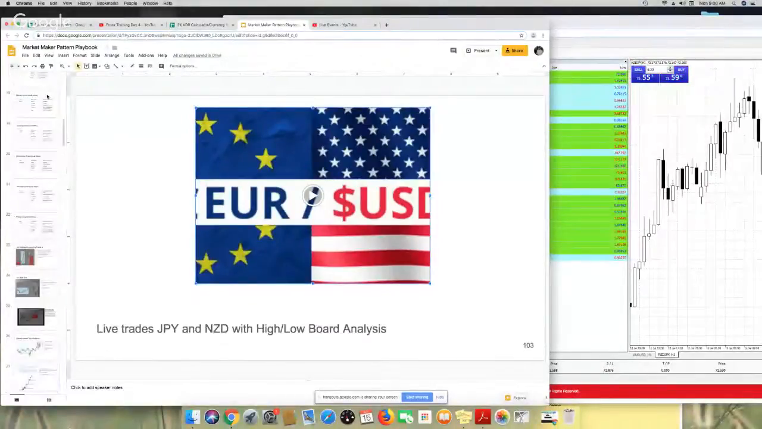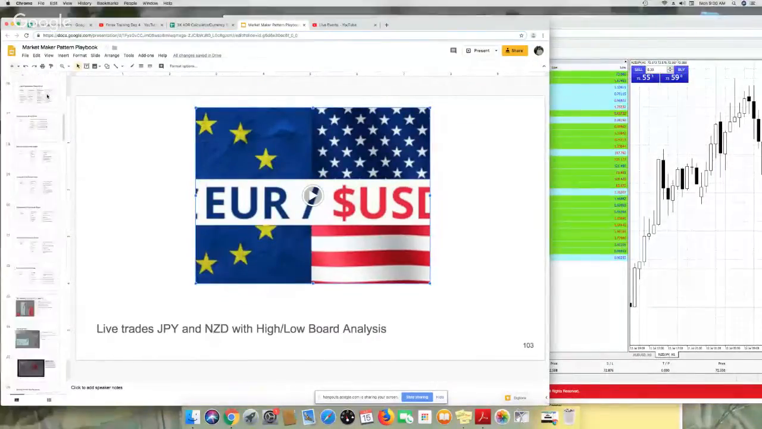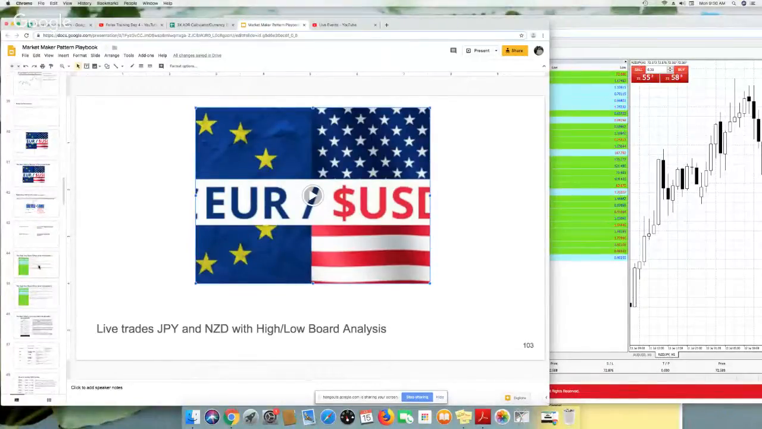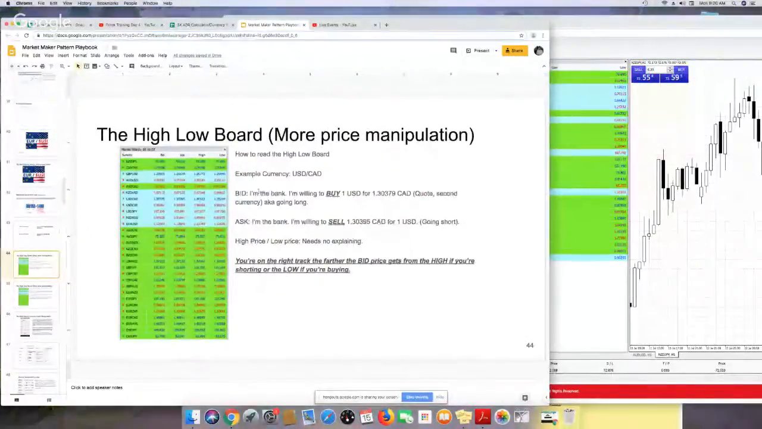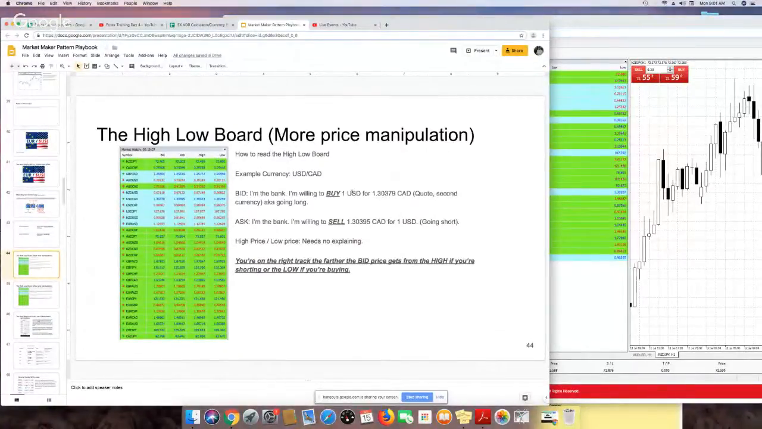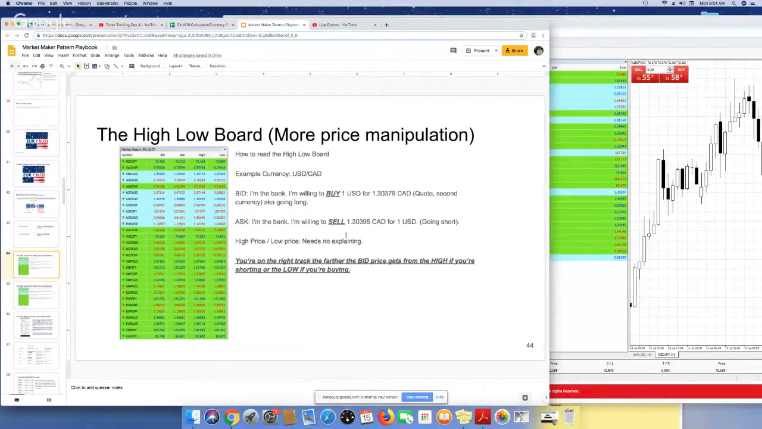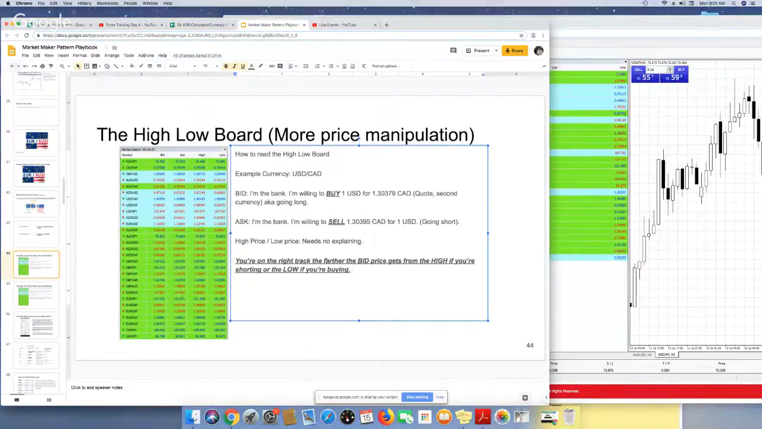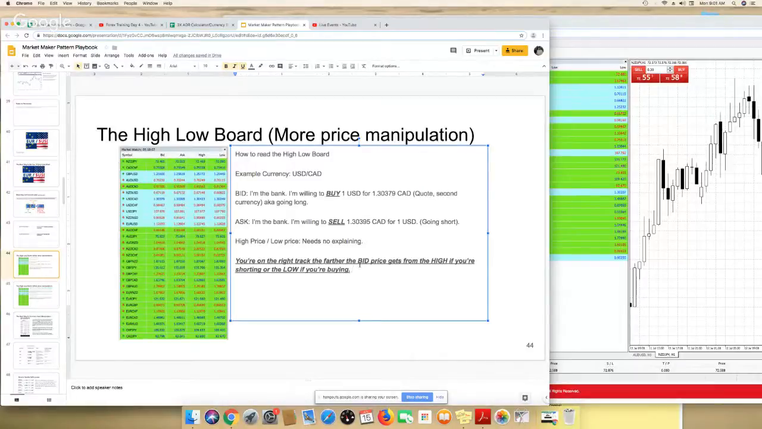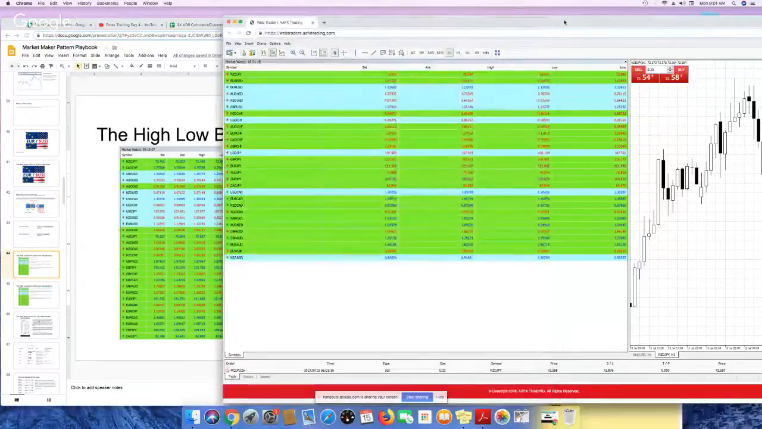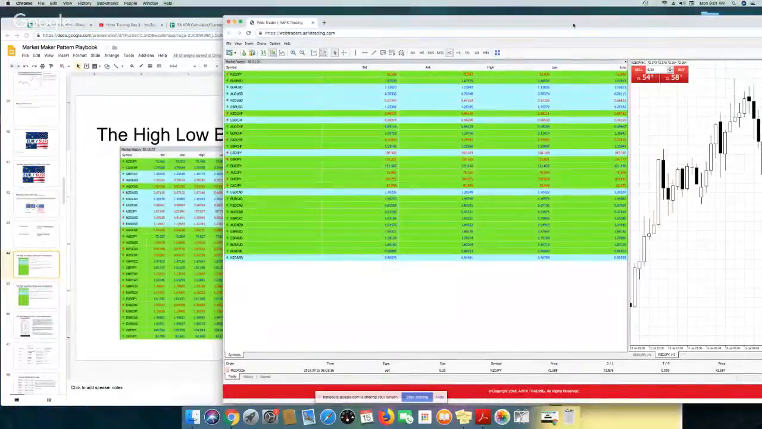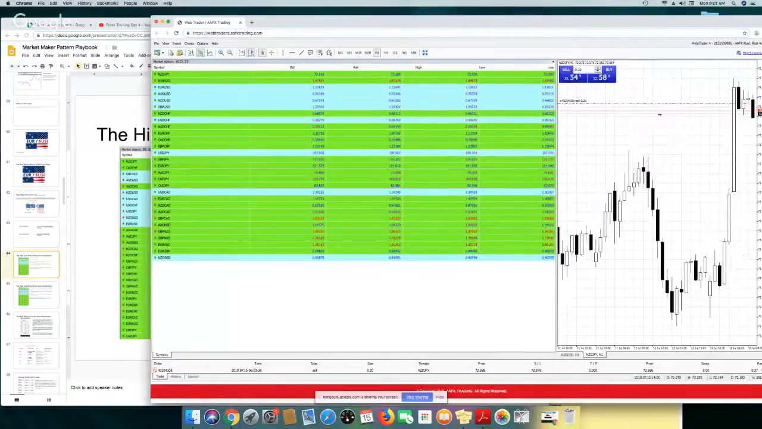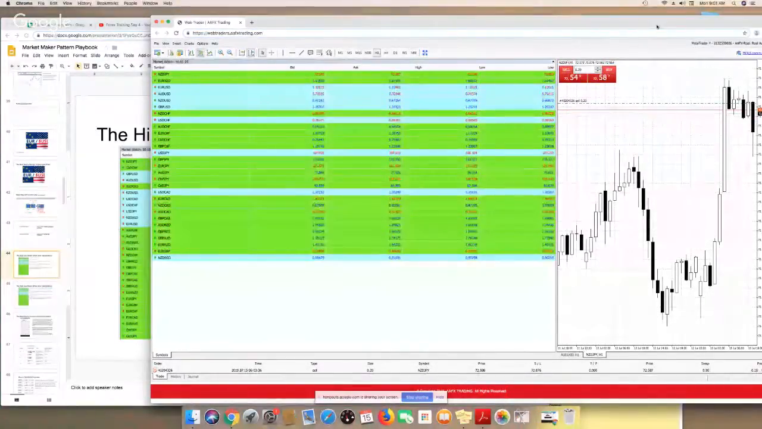The thing we have to keep in mind when it comes to reading a high-low board is the bid, if I'm the bank, is what I'm willing to buy the base for, and the ask is what I'm willing to sell it for. So I put a note here that you're on the right track: the farther the bid price gets from the high or low, if you're shorting or if you're buying. Ultimately, the bank is setting the bid, and the farther the bid is away from the price, the better.